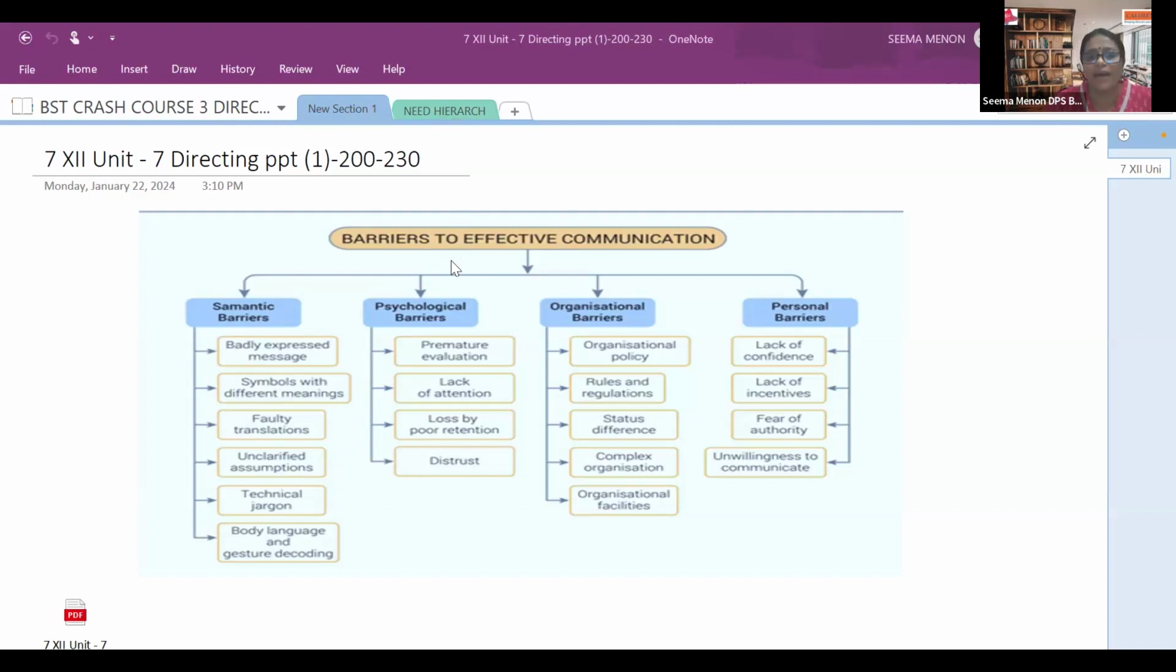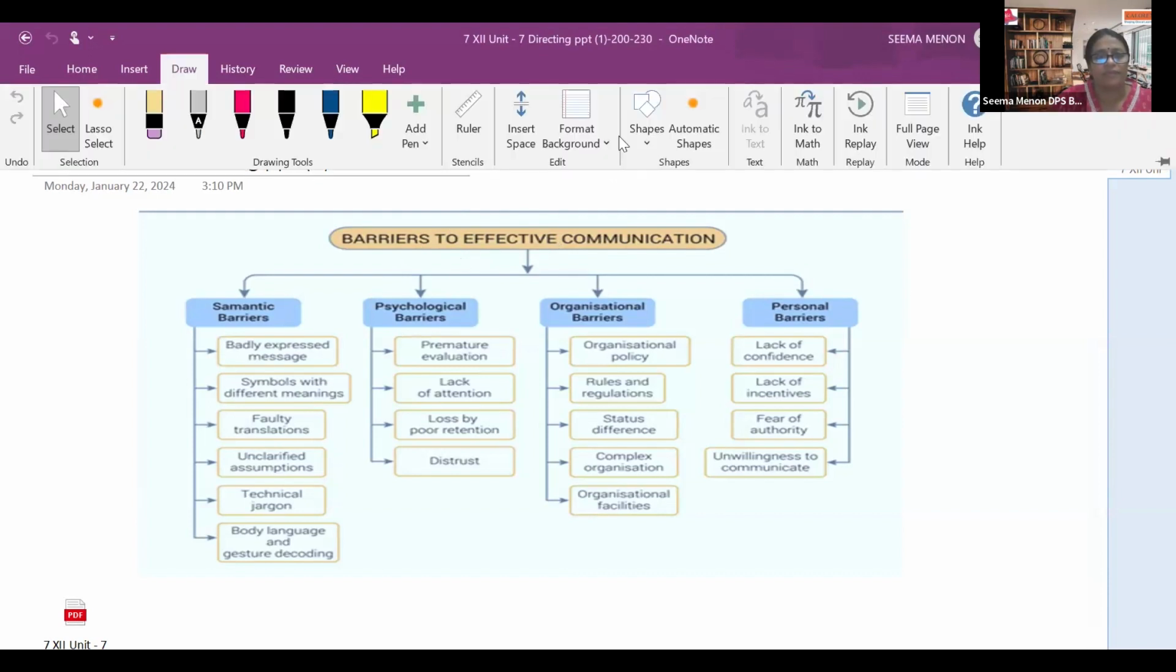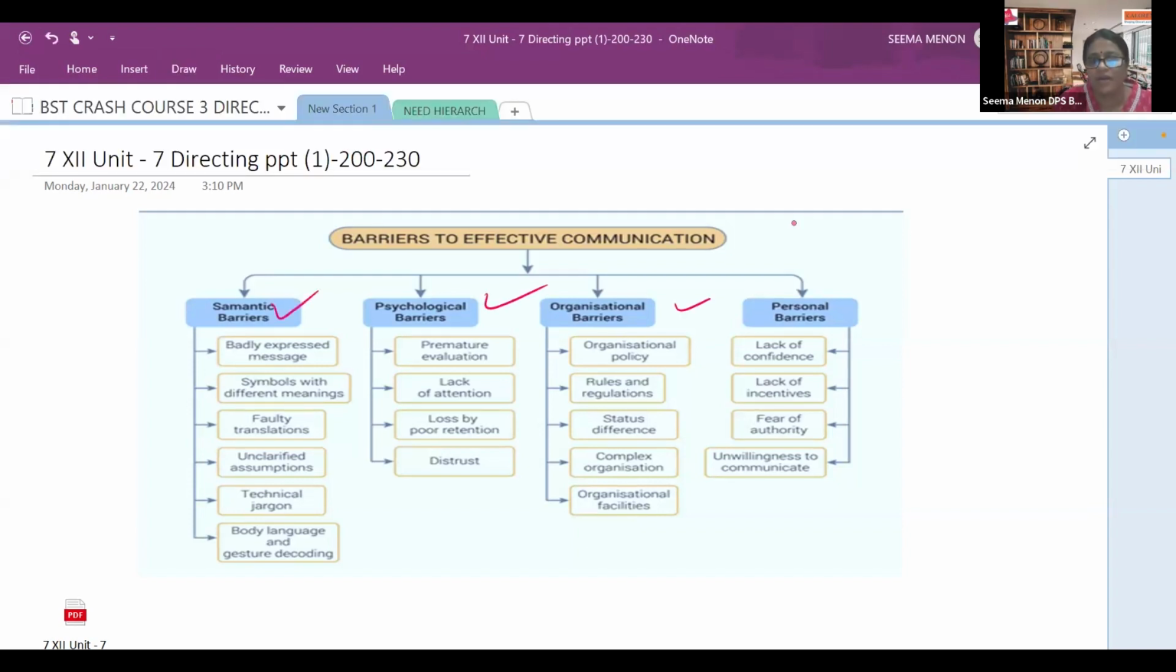There are various barriers to effective communication. Which are they? Let's see on the screen: there are semantic barriers. Then come psychological barriers, number 2. After that, the organizational barrier, then the personal barrier. So you can easily remember it as SPOP.